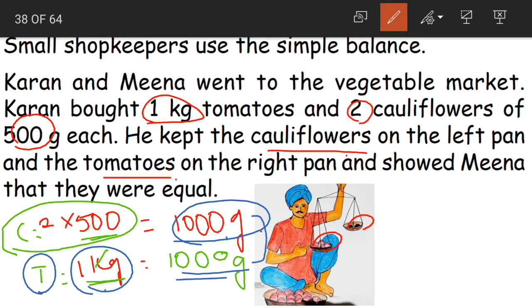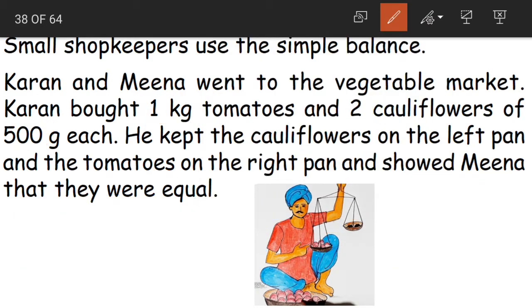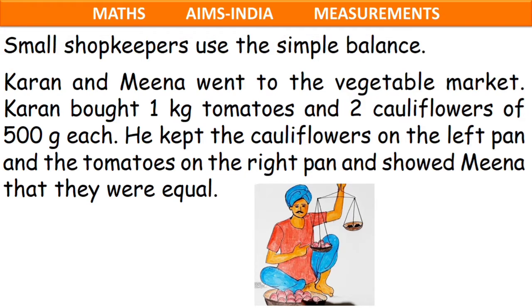Now are these two equal or not? Yes, they both are equal. So whatever the shopkeeper has said, that both the quantities are equal, it is true. It is correct. In both the pans we have 1000 grams, that is nothing but 1 kg.